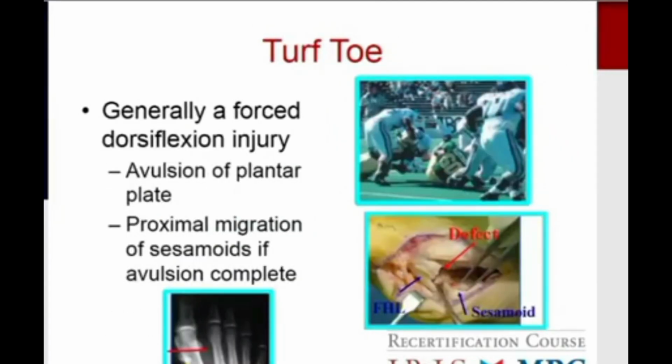We look at turf toe. That's an athletic injury occurring from a forced dorsiflexion injury to the first metatarsal phalangeal joint. It's an avulsion of the plantar plate, and subsequently, if it's a complete rupture, proximal migration of the sesamoids, an important point to know, and we'll talk about it in a second. This is a traumatic injury that occurs in some way, shape, or form from that forced dorsiflexion that creates subsequent pathology that can become devastating for the athlete, or specifically the running athlete.